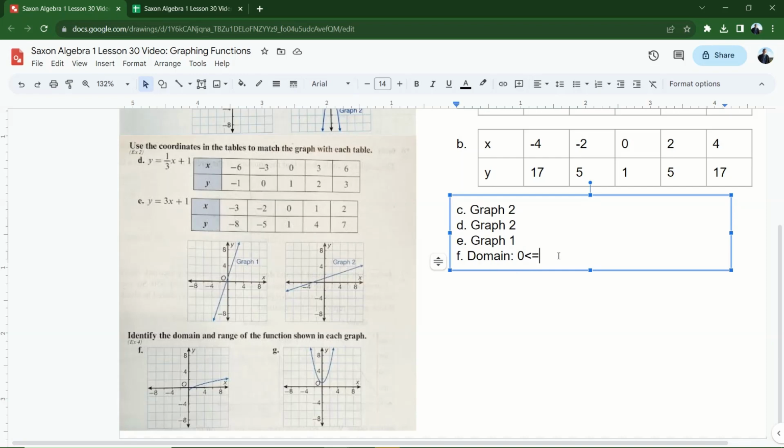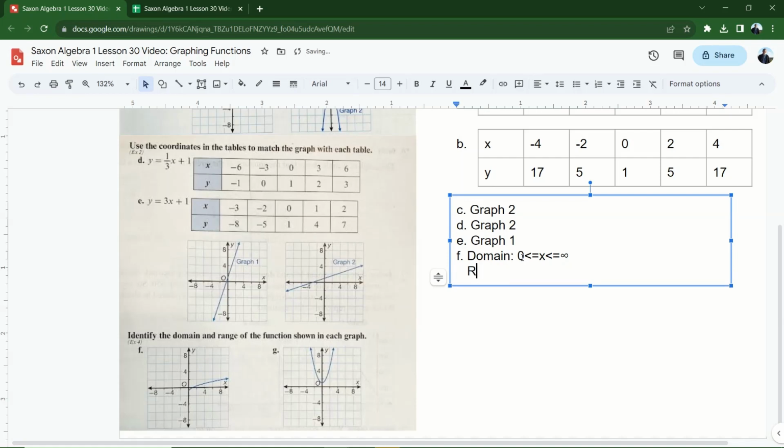0 is less than or equal to x, and then it goes to infinity, so I'm just going to say is less than or equal to infinity. That would be my domain. I can plug in any number between 0 and infinity. 0 is one of the numbers I could plug into this function because it touches the y-axis.